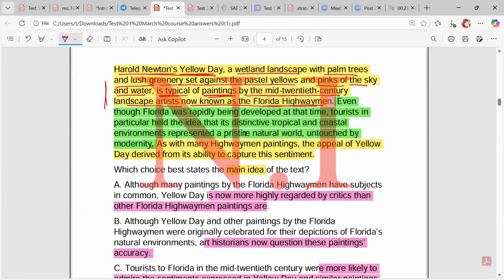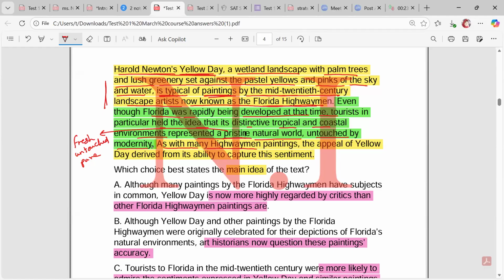Even though Florida was rapidly being developed at the time, tourists in particular held the idea that its distinctive tropical and coastal environments represented a pristine, meaning fresh, untouched, pure, natural world untouched by modernity. The landscape was in good condition and modernity had not reached it and spoiled it. So the landscape there is beautiful in Florida.